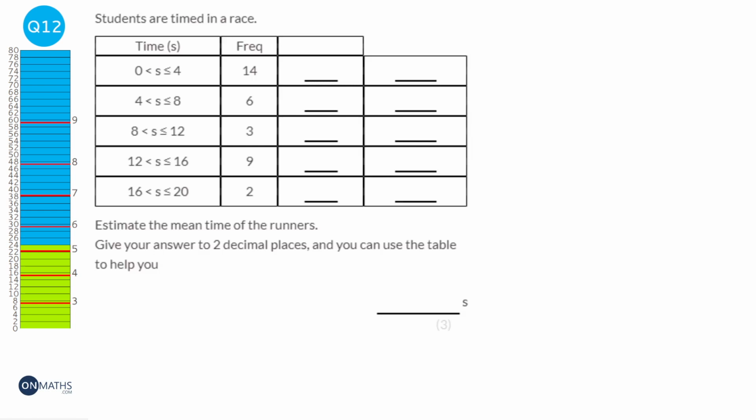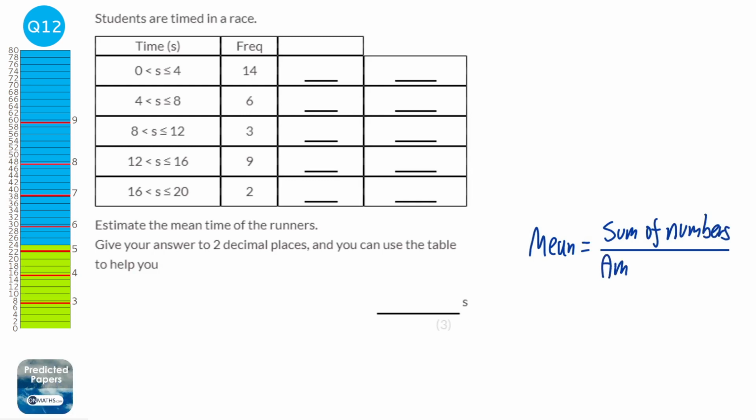To find the mean, we need to work out the sum of the numbers, basically what they add up to. And what we then do is divide that by the amount of numbers. Now, what this table is telling us is there are 14 students who got a time between 0 and 4 seconds.